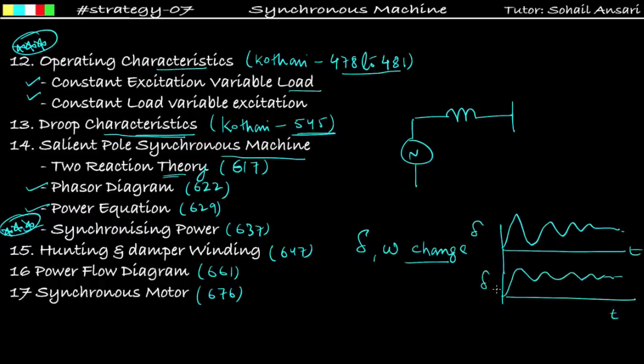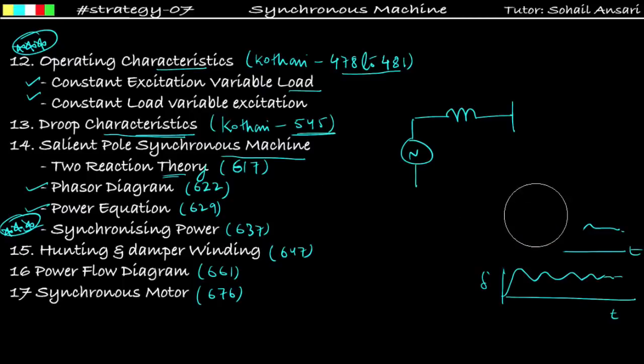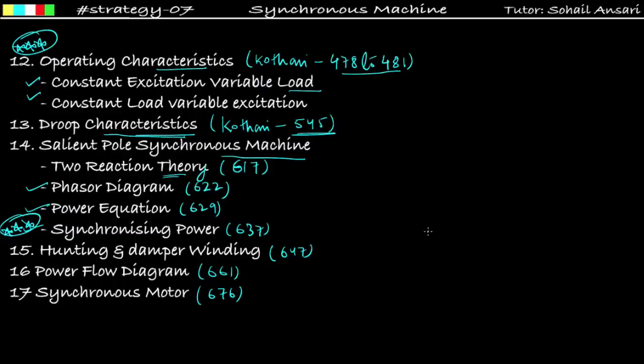So because of any disturbance in the system, the rotor angle as well as the speed of the synchronous machine will change. That is known as hunting. What are the effects of hunting? What are the causes of hunting? You have to understand, and how you can eliminate the hunting. In order to prevent or decrease the hunting, we use the damper winding. So all these concepts you can study from page number 647 in the PS Bimra book.